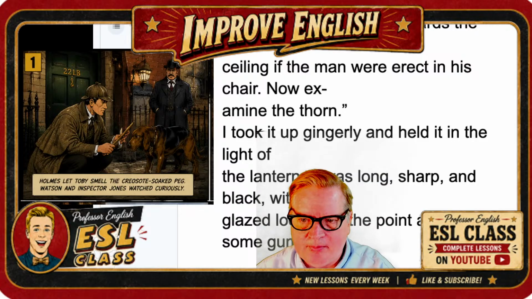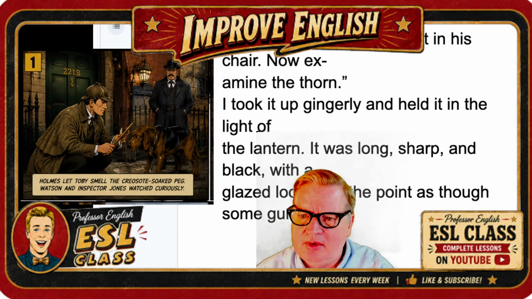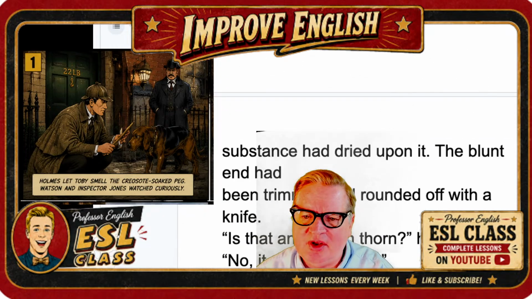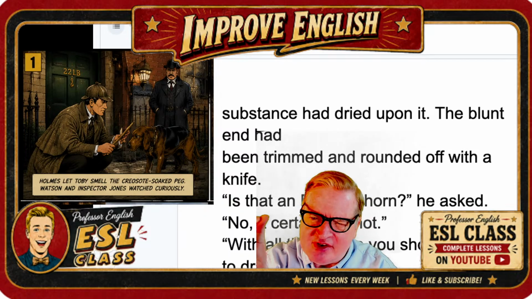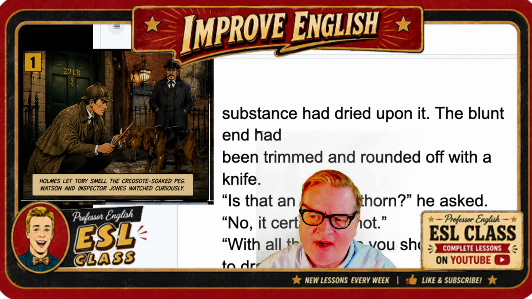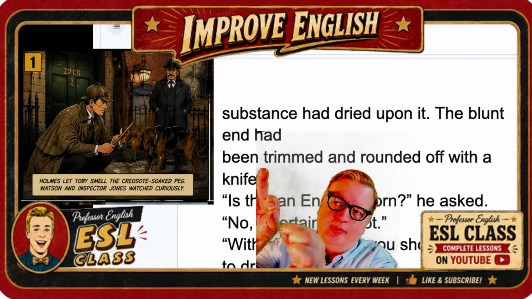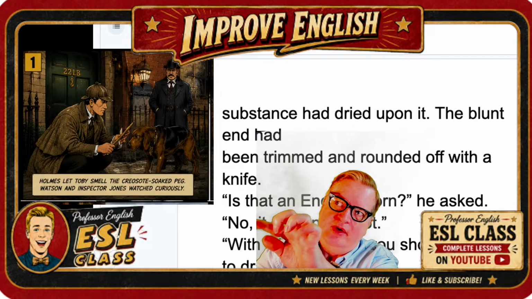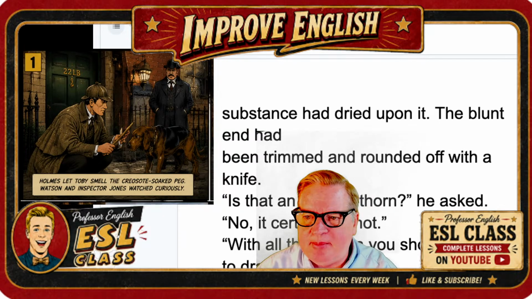Now examine the thorn. I took it up gingerly and held it in the light of the lantern. It was long, sharp, and black, with a glazed look near the point, as though some gummy means, like sticky, like bubble gum. So there was something sticky on the point that had dried upon it. The blunt end, so if you think of a thorn, you've got a sharp end, that's where the point is, and blunt is the opposite of sharp. So you've got a round or not sharp part, and then you've got a very sharp part for the thorn. Had been trimmed and rounded off with a knife.